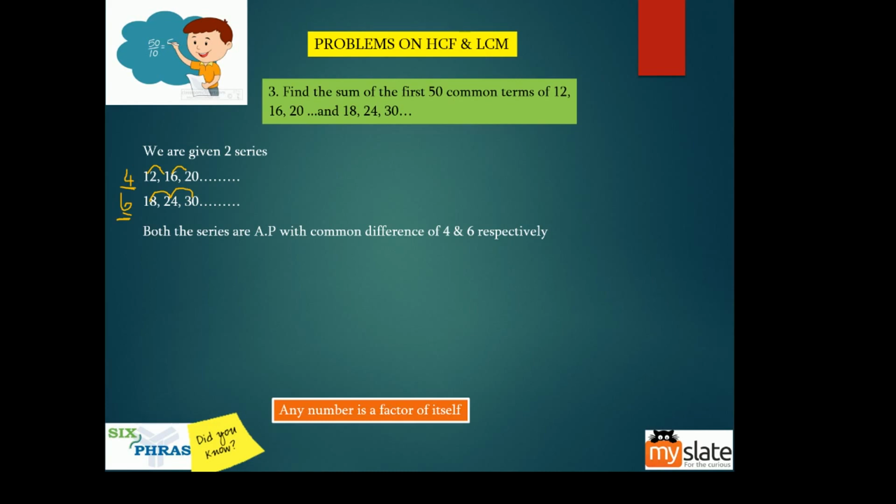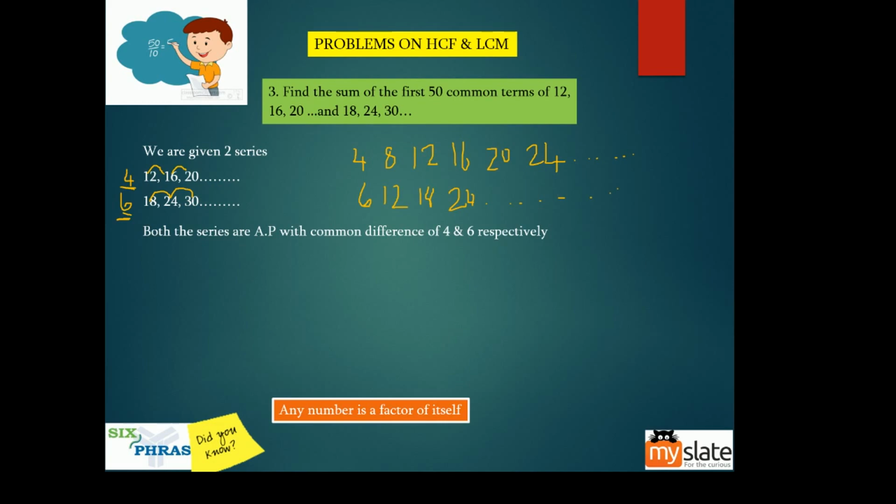See, 4, 8, 12, 16, 20, 24, and so on like that. 6, 12, 18, 24, so on like that. Now, so this is the common difference. This is what 6 means. So can you see that?